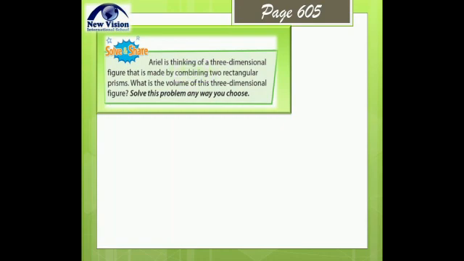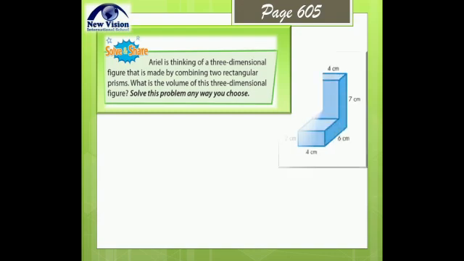Okay, let's answer page 605. Solve and share. From our previous lesson, you learned the formula of finding the volume of a rectangular prism. This time, you are asked to find the volume of a three-dimensional figure that is made by combining two rectangular prisms. So for us to find the volume of this 3D figure, first thing that we have to do is to divide this figure into two rectangular prisms.